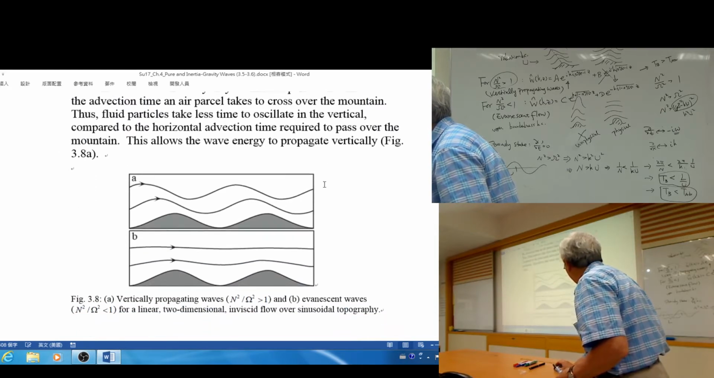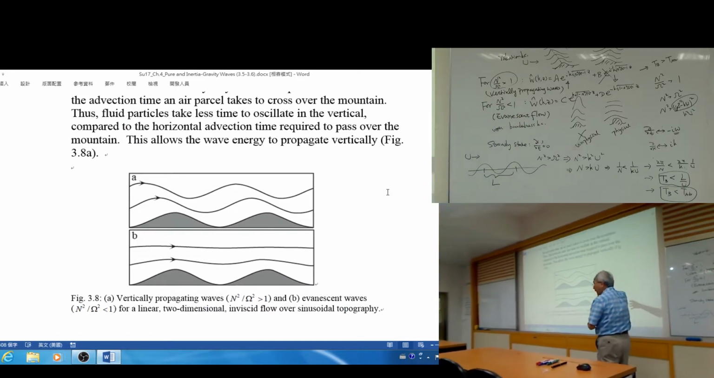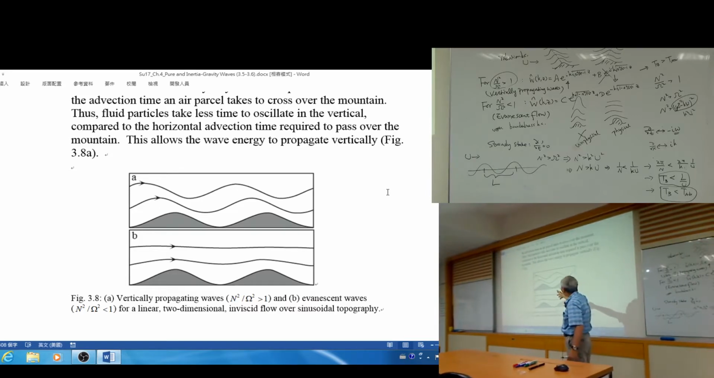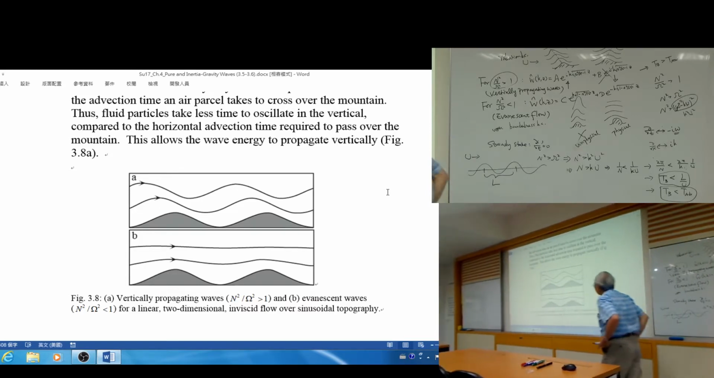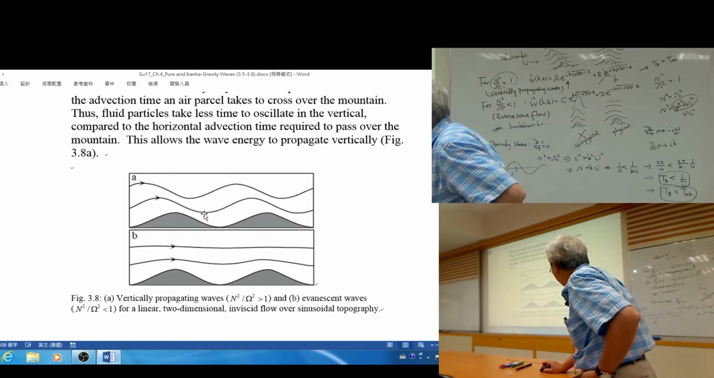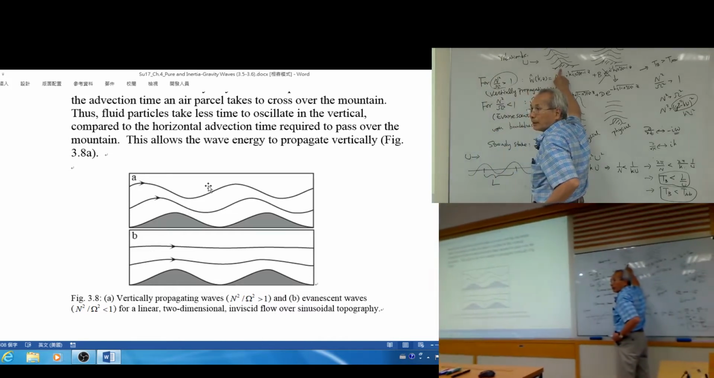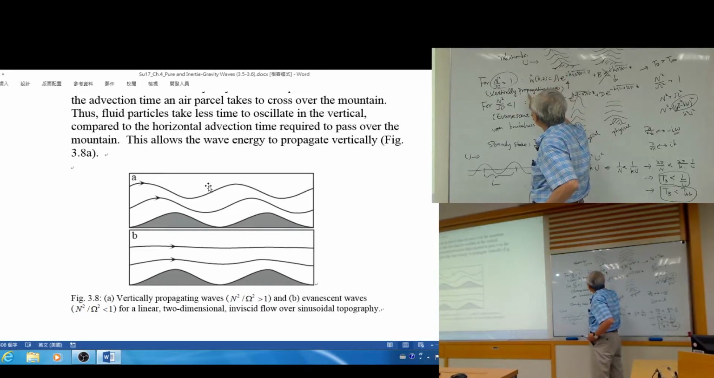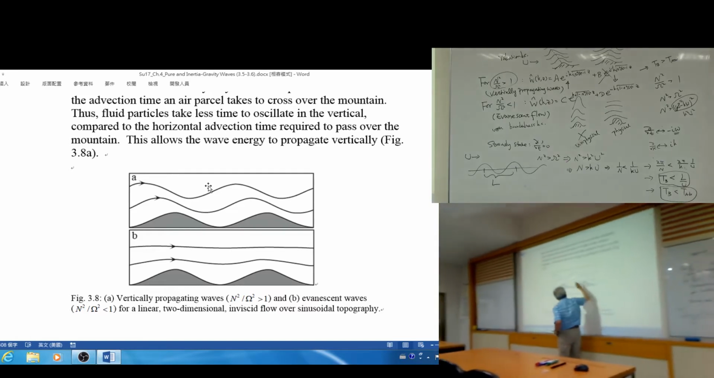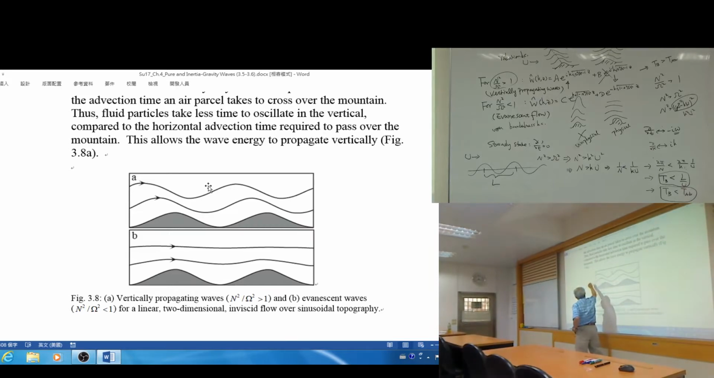Okay, just like this. For example, for flow over a mountain, later we are going to study this. But once you understand this general solution, then later on it will be easier to understand the real problem, the mountain wave problem. So this one is a vertically propagating wave. Okay, so the phase is tilted upstream here, flow coming from there.